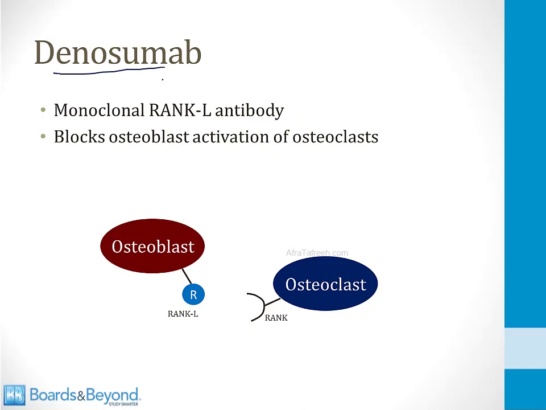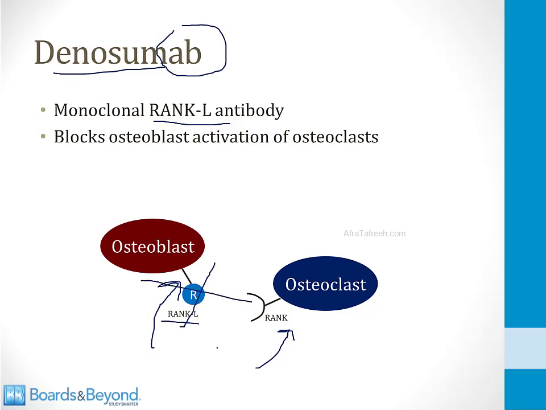Denosumab is a monoclonal antibody to the RANK ligand. All drugs that end in -mab are usually antibodies, and in this case, it's an antibody to the RANK ligand. The RANK ligand is expressed by osteoblasts, as shown in this picture. It binds to the RANK receptor on osteoclasts and leads to the activation of osteoclasts and therefore bone breakdown. So this antibody binds and blocks the RANK ligand so that it cannot bind to RANK. This leads to a blocking of osteoblast activation of osteoclasts.